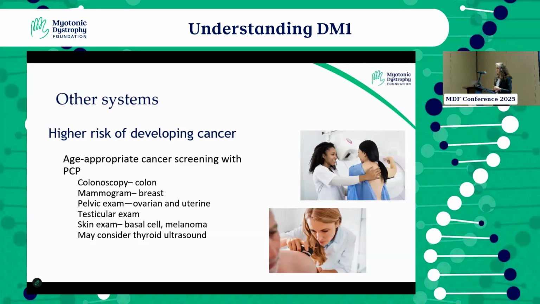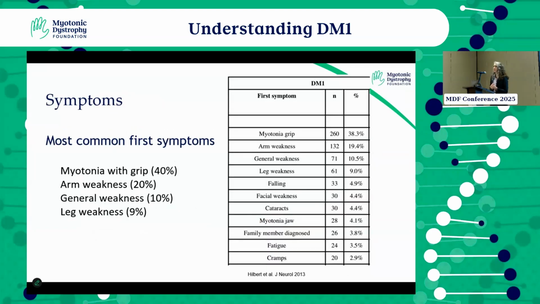There was a study that asked around 1,000 patients with myotonic dystrophy what were their first symptoms? What were the first symptoms that they noticed with DM1? And 40% of people answered myotonia with grip, 20% first noticed arm weakness, 10% first noticed weakness feeling all over, and then 9% noticed leg weakness.